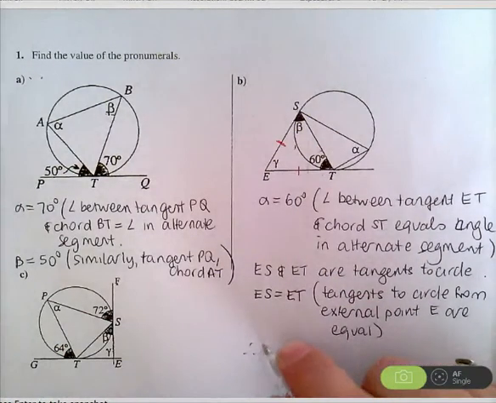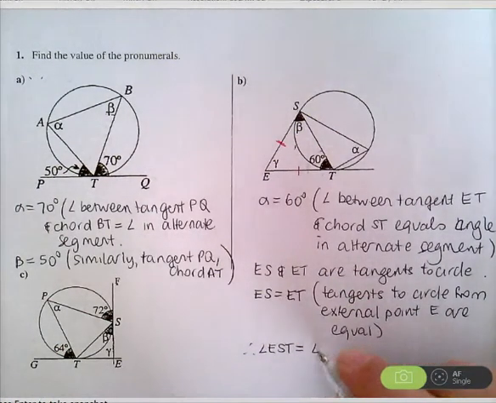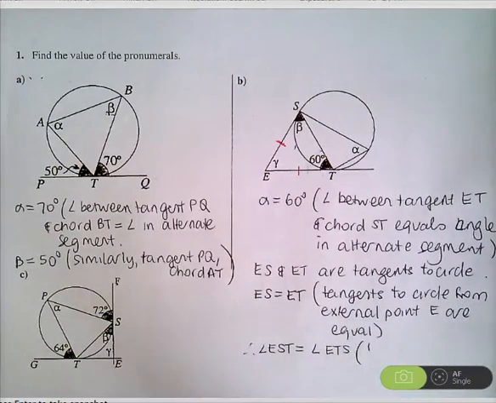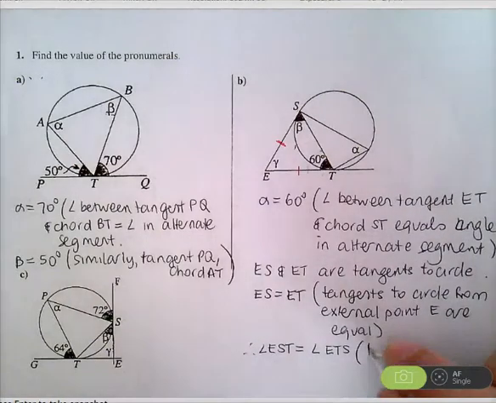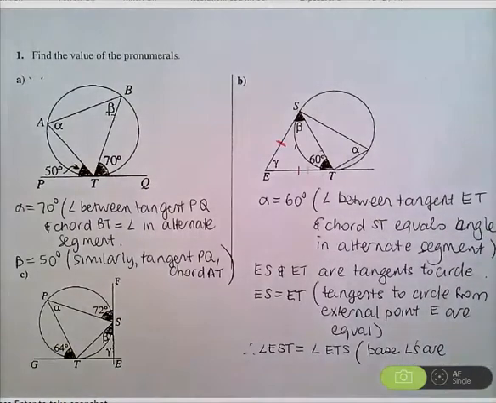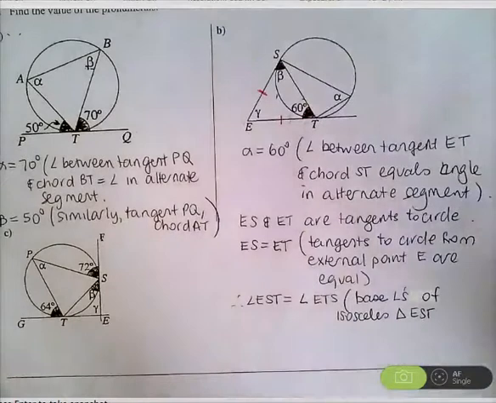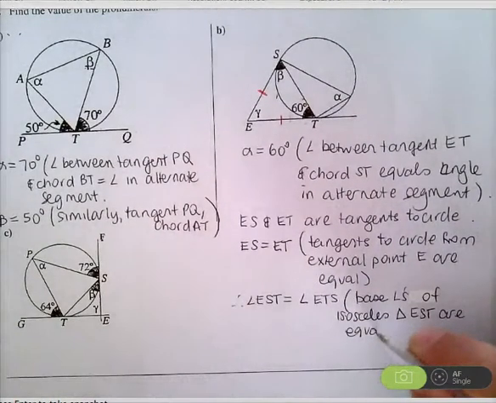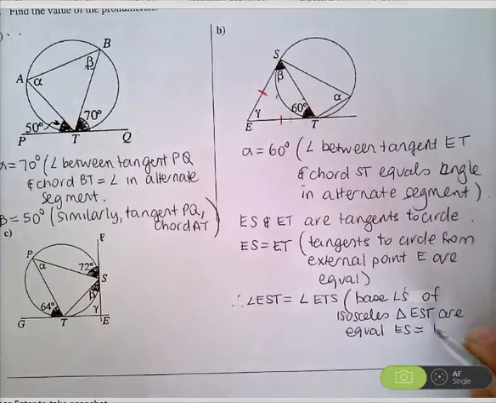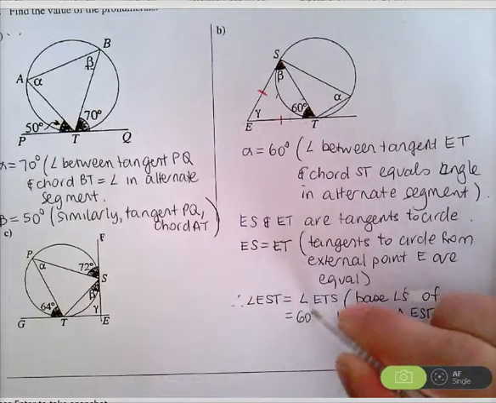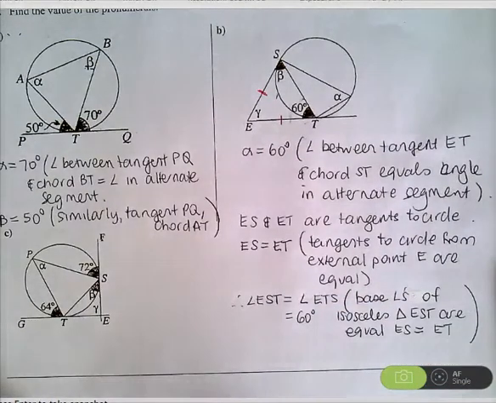So therefore we can say that angle EST is equal to angle ETS. Reason, they are angles opposite equal sides, or we can say, well, we've got an isosceles triangle now. So base angles of isosceles triangle EST are equal, because we know that ES equals ET, which is 60 degrees. Reason, base angles of isosceles triangle are equal.